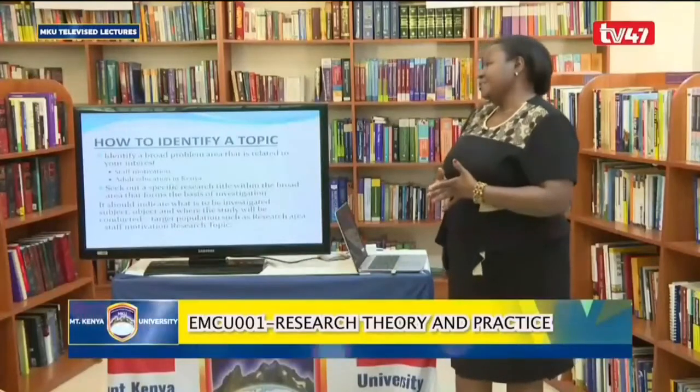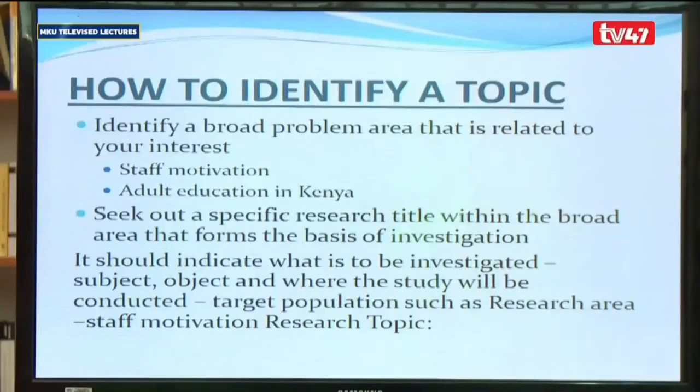So your research topic should indicate what is to be investigated. It must also provide the subject that is to be investigated and the object that is to be investigated. The subject in this case will be your independent variable and the object will be your dependent variable. It must also indicate where the study will be conducted, whether it is in Thika sub-county, Uasin Gishu sub-county, Mombasa sub-county, wherever the investigation will be carried out from. Your title should also indicate the target population, such as a research area. If it is to be carried out in secondary school, in primary school, in a teacher training institution, or in a university, it should be well indicated in your title.